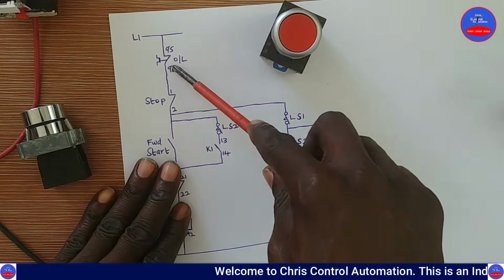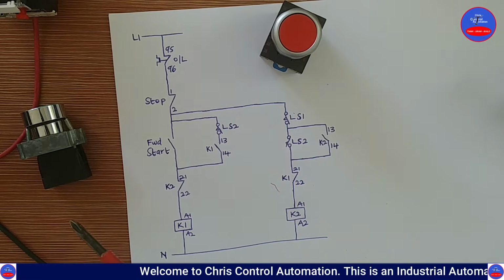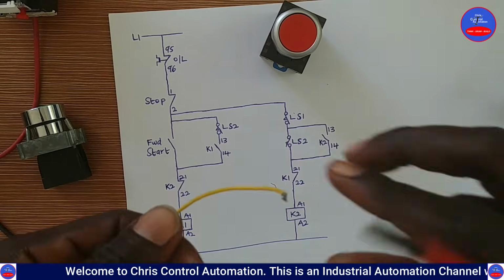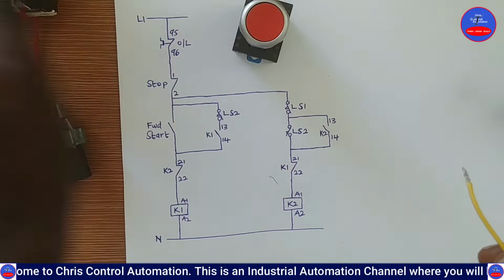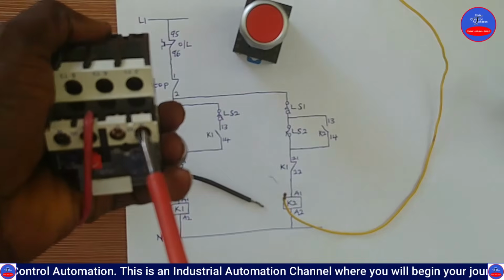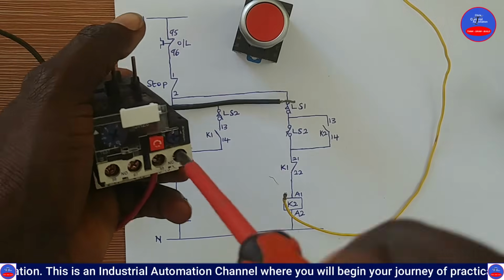So from the 96 of the overload, it came to one side of the stop. So let me take a cable. This circuit is so simple. So from this side, from the 96, this is the 96.